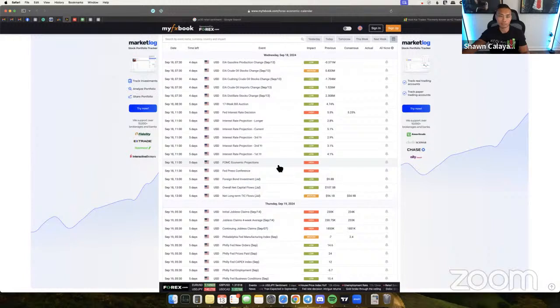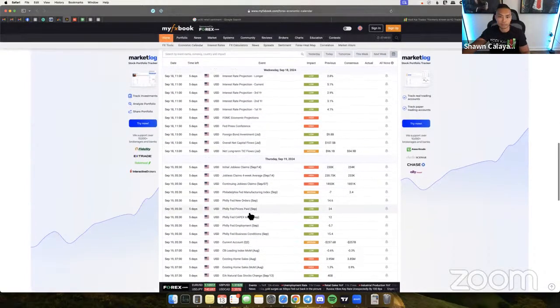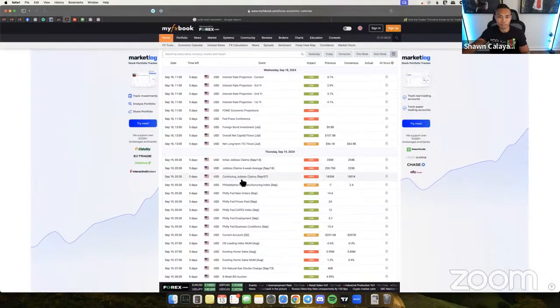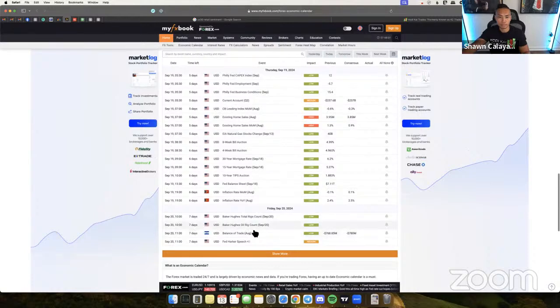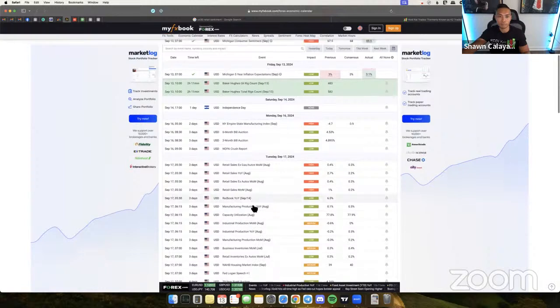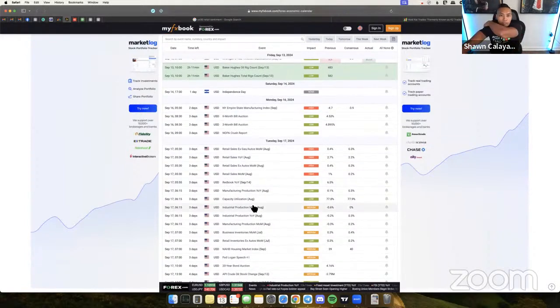I highly doubt they're going to drop interest rates a second time, maybe by next year, but by this year, probably just that small drop. Thursday, initial jobless claims. And Friday, Fed Harker. That's pretty much it. So we have a pretty decent amount of news events next week.